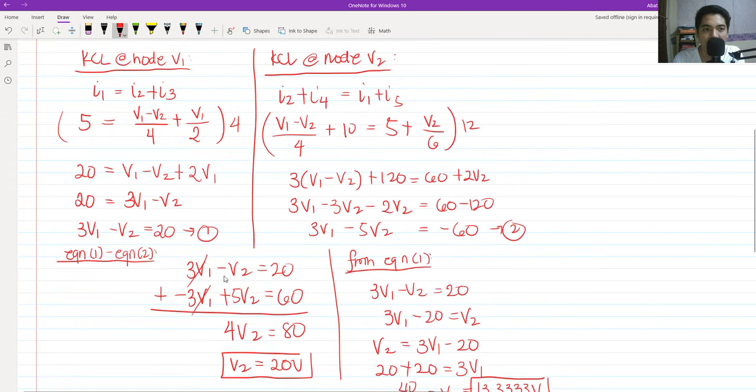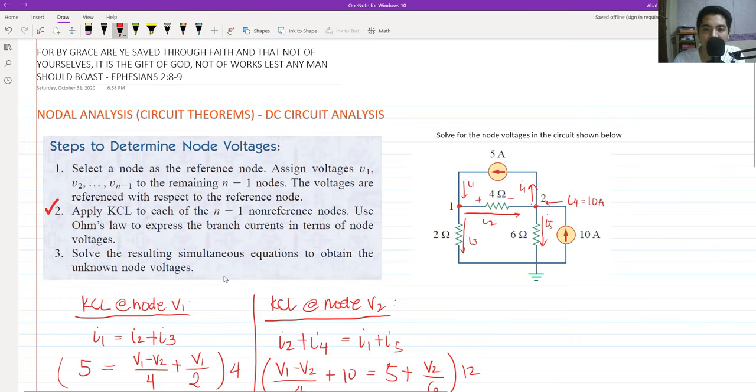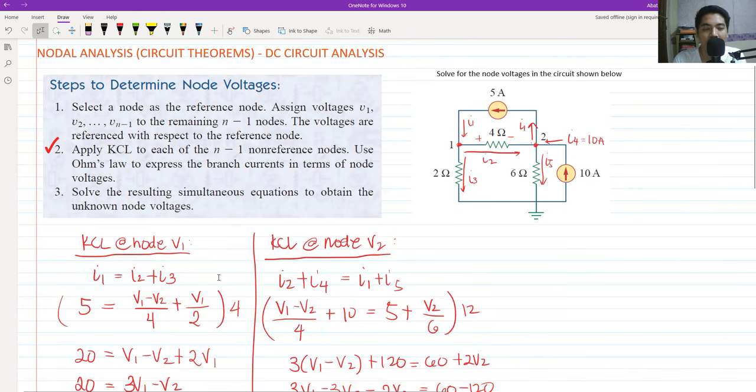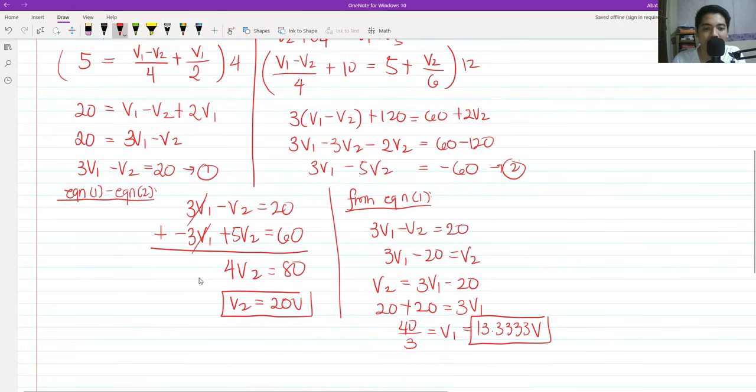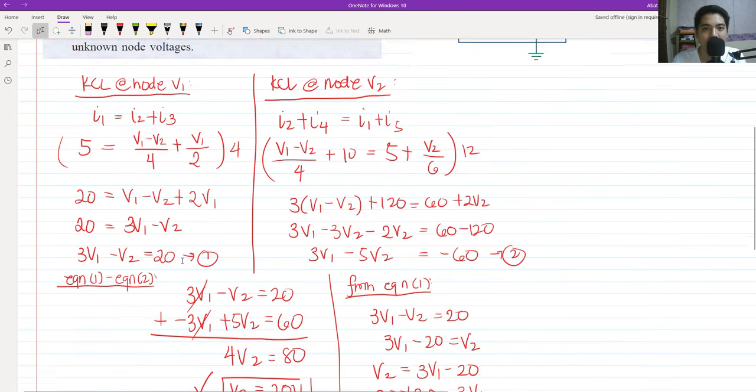So those are the node voltages V sub 1 and V sub 2 using nodal analysis. It's pretty easy. Just assign the flow of the current, and you have to be very careful in writing the KCL equation. Again, we first select the nodes V sub 1 and V sub 2, then we apply KCL in each node, and then we solve the simultaneous equations to obtain the unknown node voltages V sub 1 and V sub 2. So, that's it.